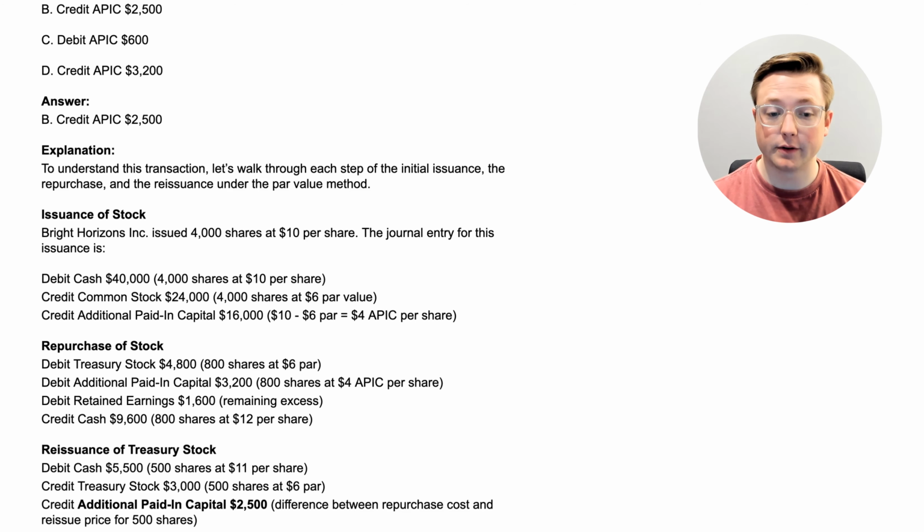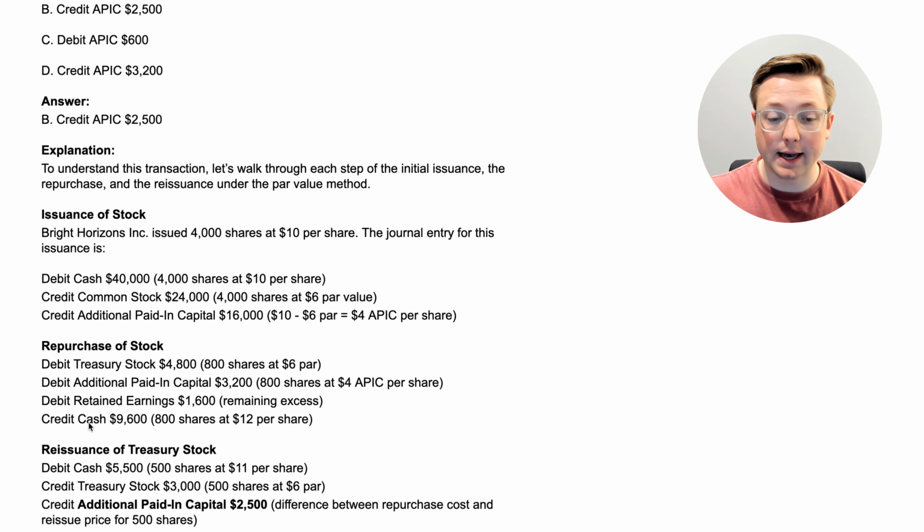So let's go to the repurchase of the stock. They then bought back 800 shares of this. And since we're using the par value method, they record the treasury stock at par value. So 800 shares at $6 of par value is $4,800 of treasury stock. Remember, the additional paid in capital for this is 800 shares at the $4 additional paid in capital per share amount that we got from the issuance of the stock. So that's $3,200 of additional paid in capital.